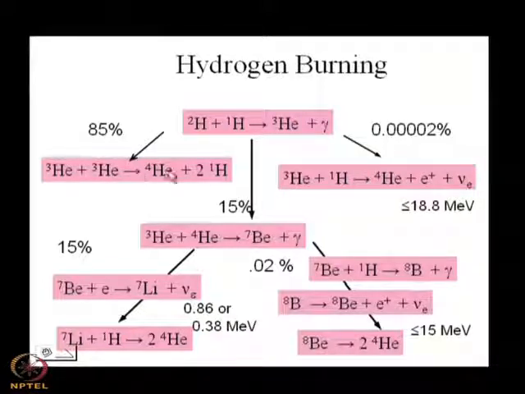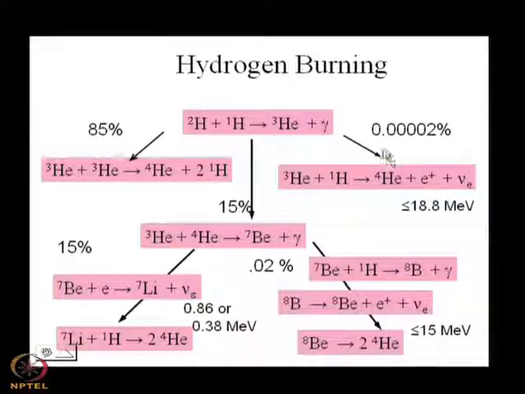But there is another pathway here. Let me first discuss this pathway. In this pathway, the helium-3 collides with one proton straight away to produce a helium-4, and in this reaction one positron is released and there is a neutrino released with again high energy, 18.8 MeV.